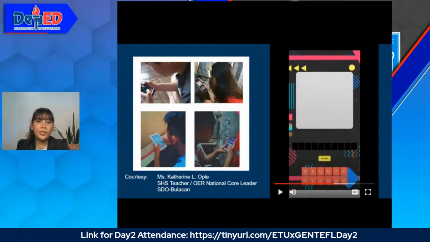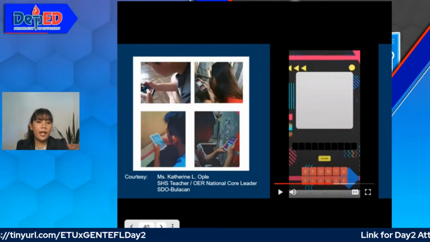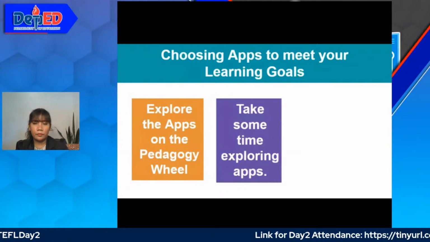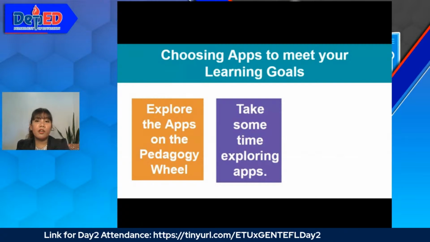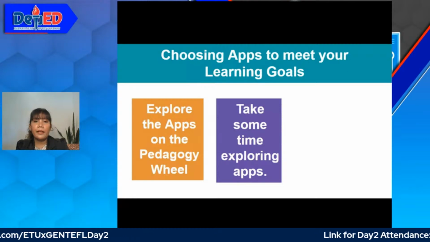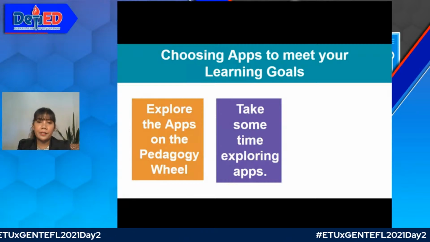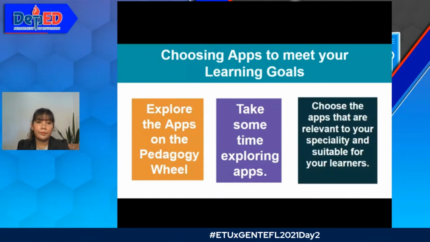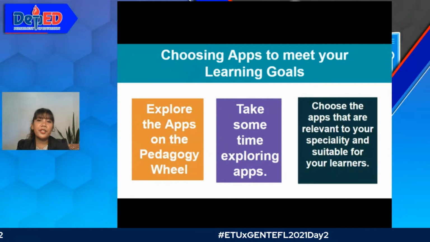To enable you to meet your learning goals, start by exploring the apps on the Pedagogy wheel. After deciding on the course or class outcome, take some time exploring apps. And after you explore these apps, you may choose to customize the Pedagogy wheel with other apps that are relevant to your specialty. Remember to choose the apps that are suitable for your learners. By starting with these apps, you are guaranteed to be using high quality and effective apps.